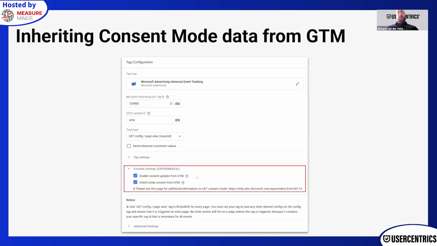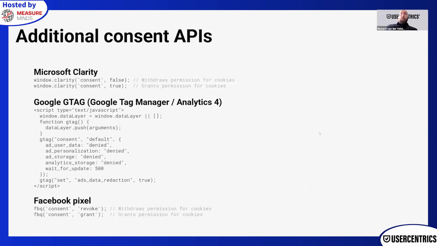Inherit the initial consent. That is, if you already had that consent mode script that you probably know from Google Tag Manager, then you don't have to use the script that I showed you on the previous slide. This is a little bit of an ease of use thing, so you don't have to do things twice. There are more and more of these consent APIs popping up. These are the ones I know about. So from UET, Microsoft Clarity.